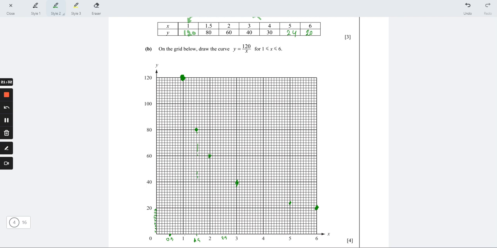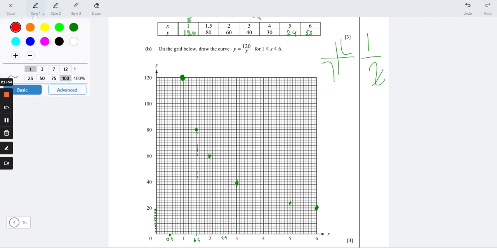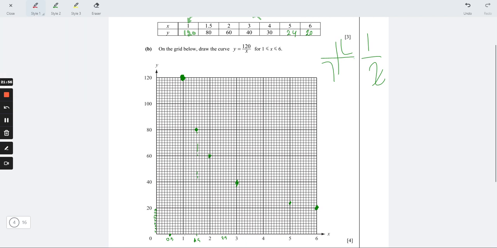As you know, the general graph of the function 1 over x looks like this. If 1 over x is positive, the graph is like this, and the negative is similar. So here connect these points, and it's a curve, not a straight line. It should start at 1 and stop at 6. Yes, this is our function here.